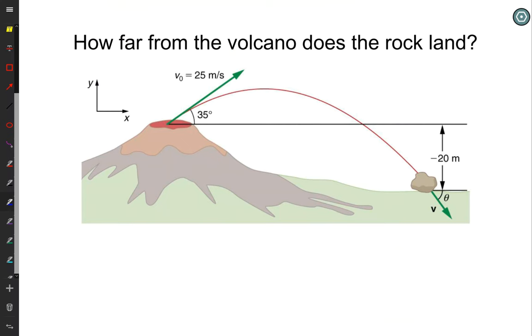Okay, next problem. This problem is a little harder. How far from the volcano does the rock land? The rock shoots out of the volcano. It gives us the initial speed and the angle, and it tells us it lands at a height of 20 meters below where it started. So since we've just worked one problem out, what do I need to do to work this one out? What's the first thing I need to add to the picture?